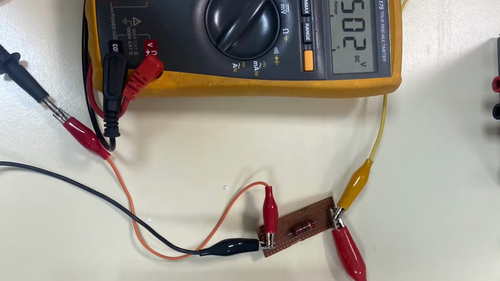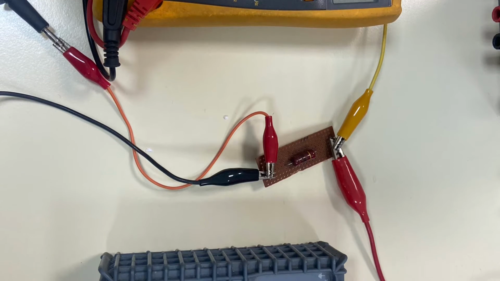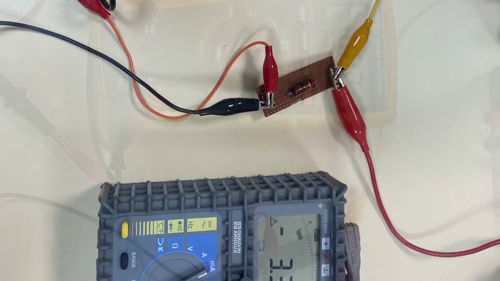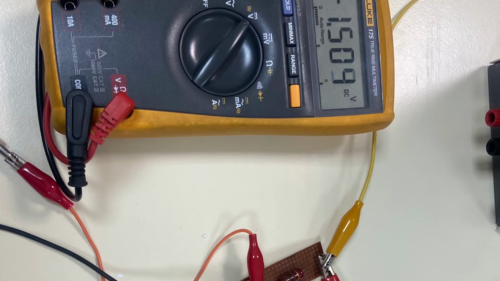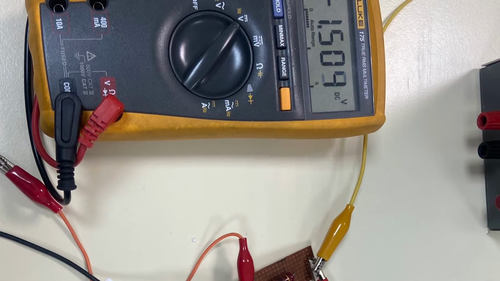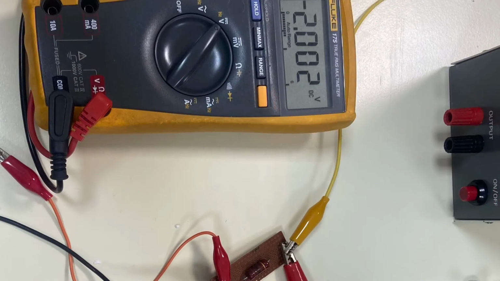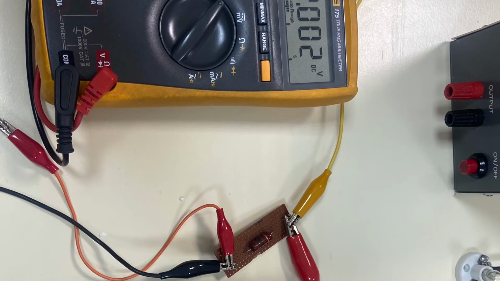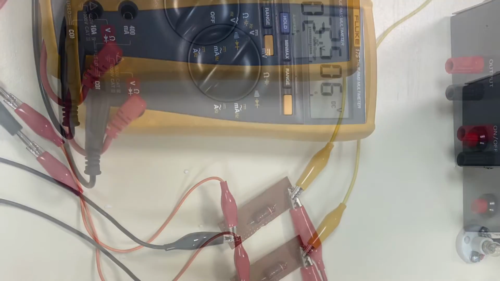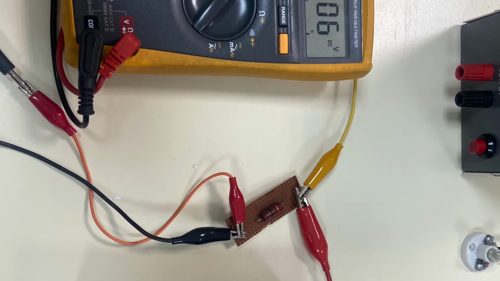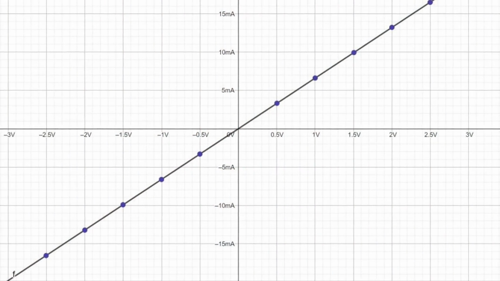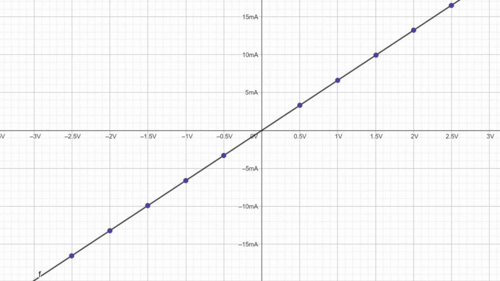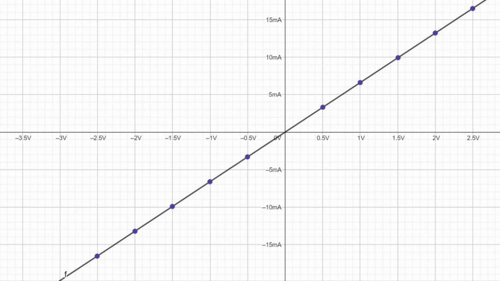We reverse the power supply and make the same measurement, starting with 0.5 volt, 1 volt, then 1.5 volt, 2 volt, lastly 2.5 volt. Plotting the current voltage characteristic, we see a straight line, which means the resistor is ohmic.